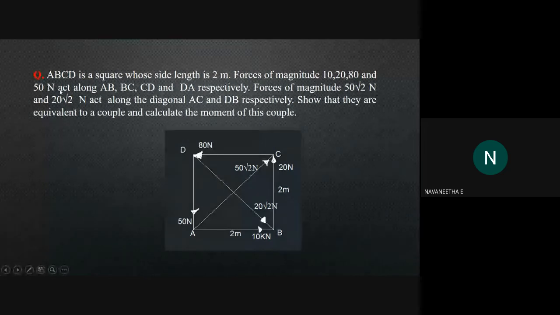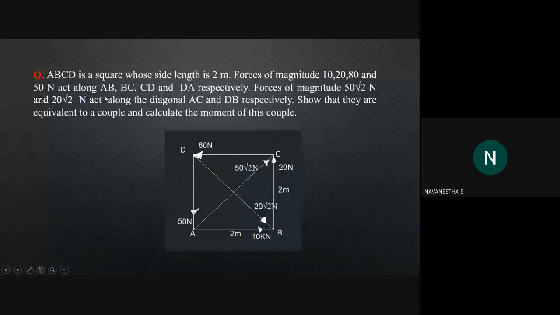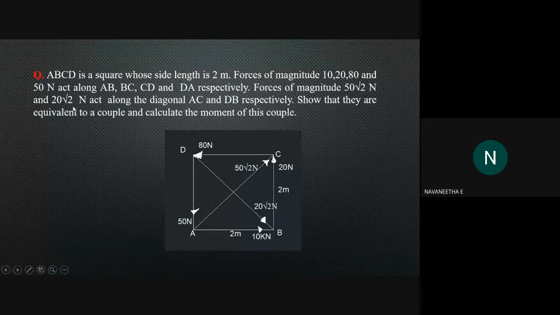Write down the question: ABCD is a square whose side length is 2 meter. Forces of magnitude 10, 20, 80 and 50 Newton act along AB, BC, CD and DA respectively. Forces of magnitude 50 root 2 Newton and 20 root 2 Newton act along the diagonal AC and DB respectively. Show that they are equivalent to a couple and calculate the moment of this couple. Okay, this is the question. So please write down the question and draw the figure.